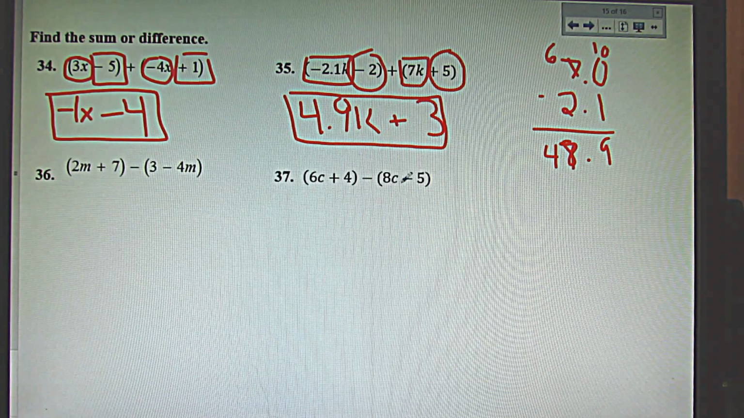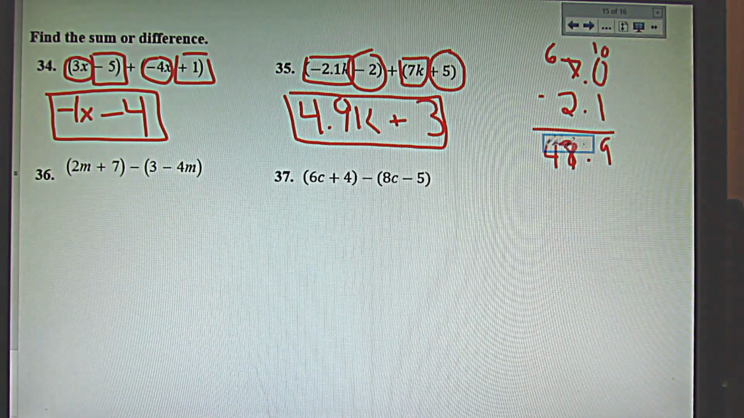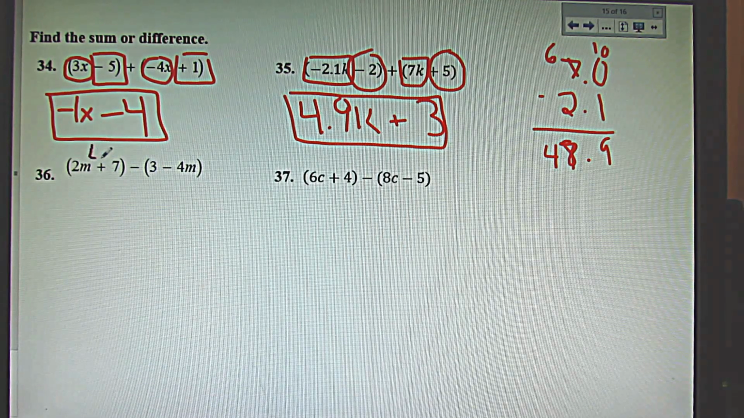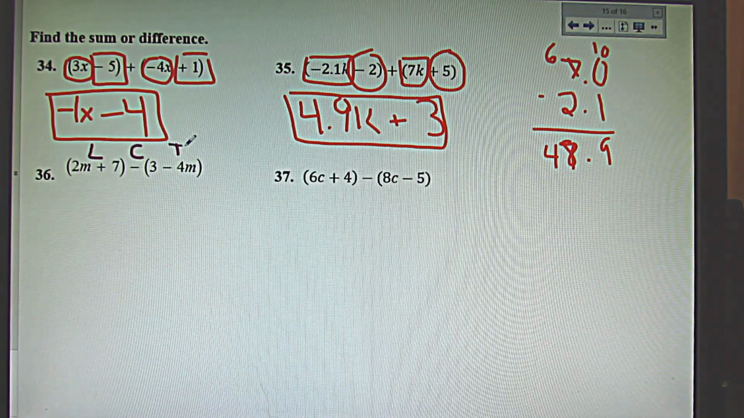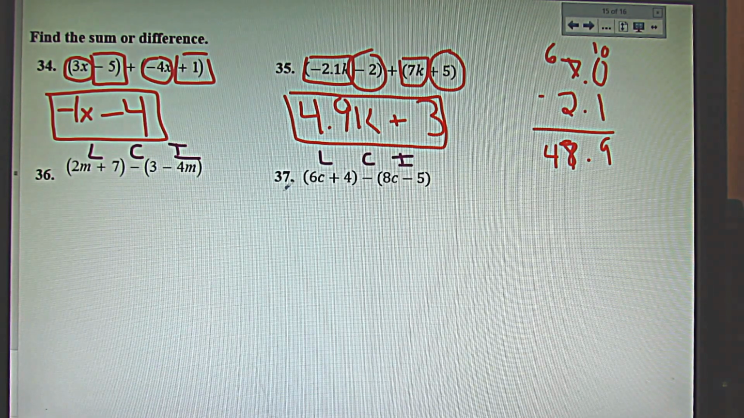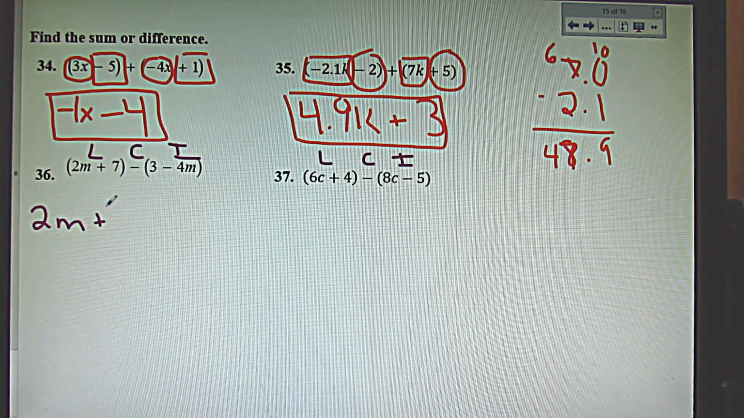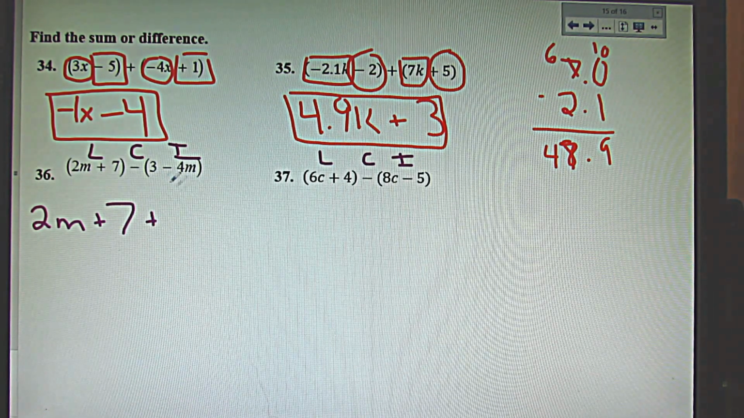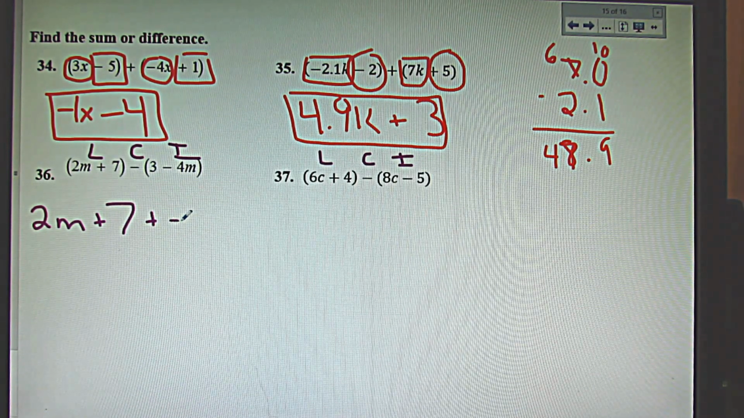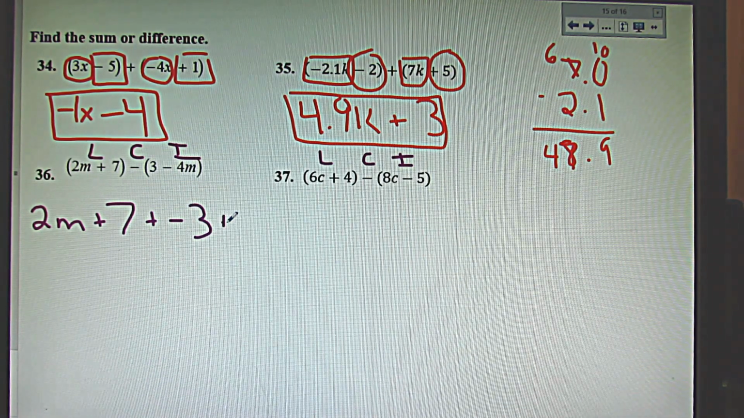Next one's a subtraction problem. These two are both subtraction problems. In order to do a subtraction problem, I have to follow my subtraction rule. Leave, change, inverse. I have to do that before I do any kind of combining. Leave, change, inverse. The opposite of 3 is negative 3. The opposite of minus 4m is plus 4m.